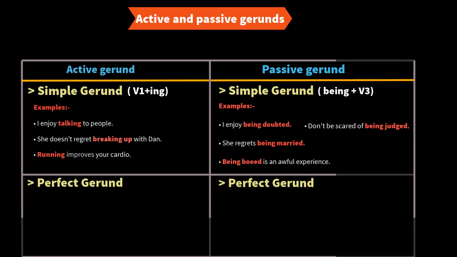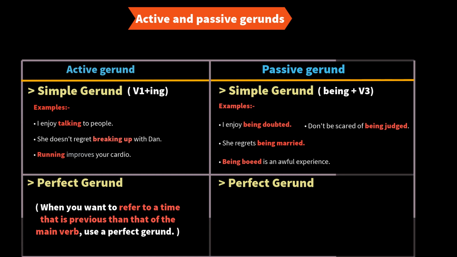Now let us understand perfect gerunds. Let us look at the active form of a perfect gerund first. Why do we use it? All right. Now, when you want to refer to a time that is previous than that of the main verb, you need a perfect form of a gerund. Now, please understand the gerund is not going to work as a verb. Though it refers to a time, it does not work as a verb.